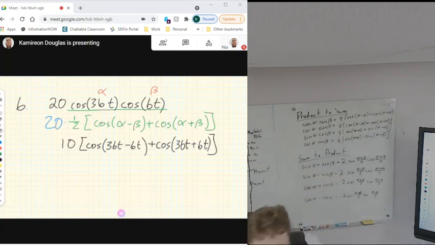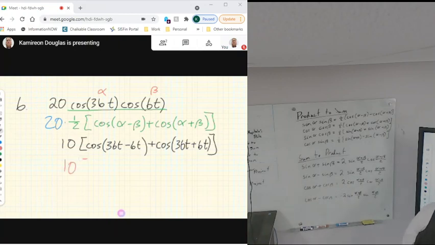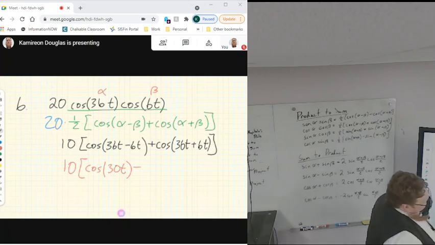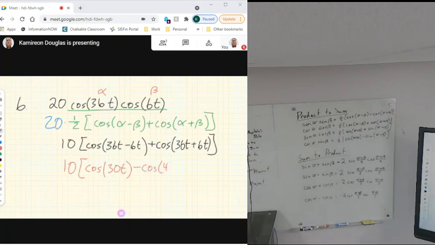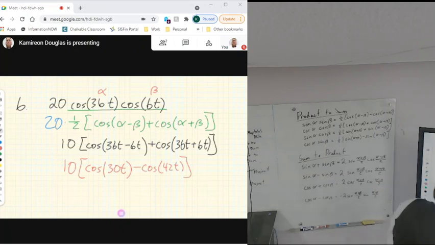So let's simplify some stuff. I got a 10 out front. Cosine. Parentheses. 36t minus 6t. Well, that's 30t. Minus... 36t plus 6t. 42t. What do you mean plus? Oh, yeah, thank you. I was totally like, it's a plus. What are you talking about?